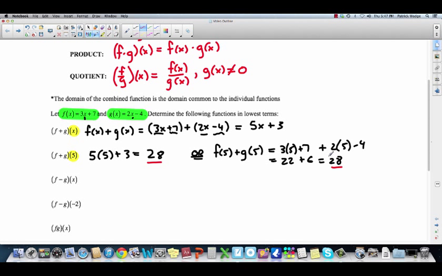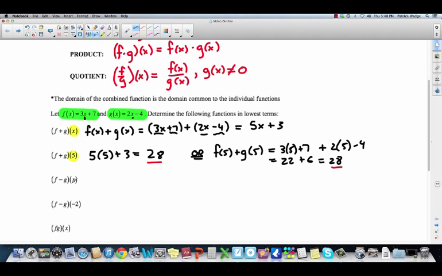So those are two ways you can do it. You can either combine the functions first and then substitute the 5 into the x's, or you can substitute the 5 into the x's in both functions and then do the adding later. It's up to you. It's nice that they both work.